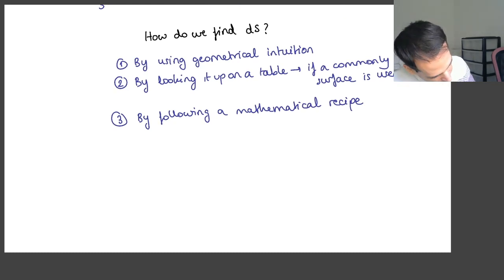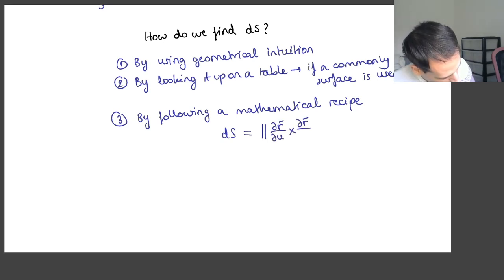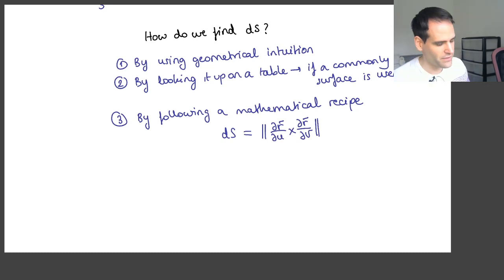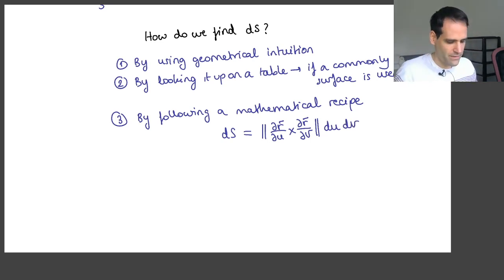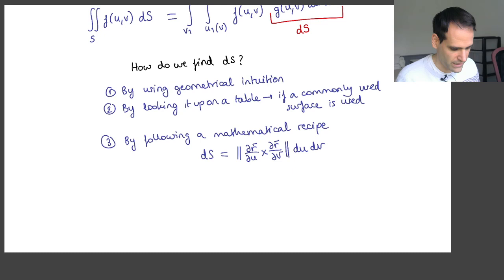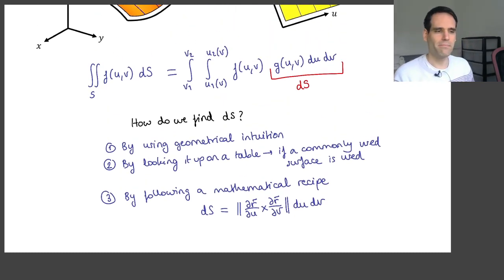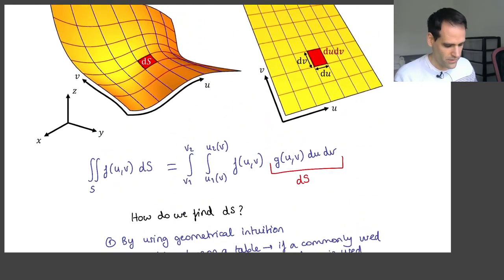And as a spoiler, I can write here what the recipe is. So this is the norm of the normal vector. You remember I showed you how to calculate the normal vector using the partial derivatives. So you calculate the norm of that normal vector times du times dv. Okay, so these are the three methods, and I'm going to give you a video for each of them. So see you in the next video.